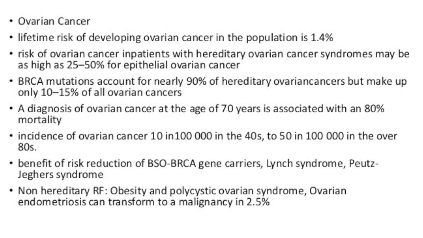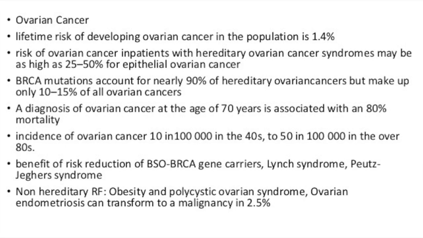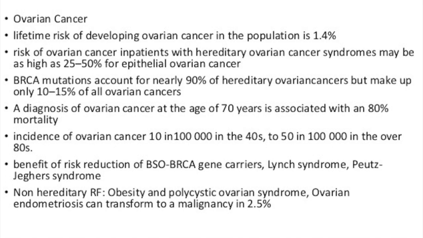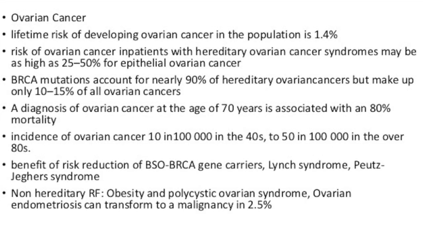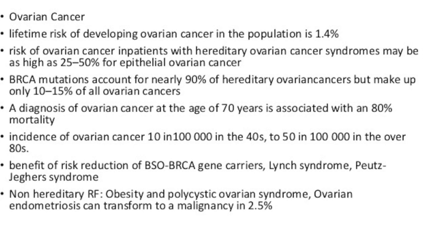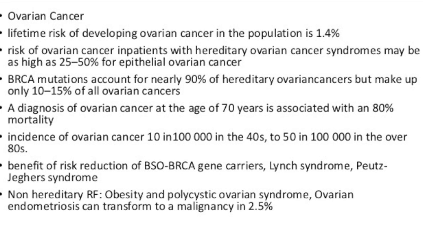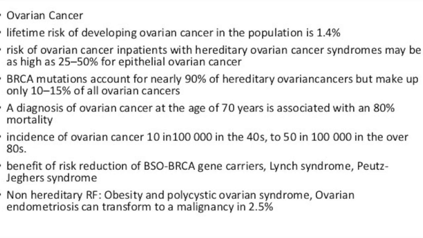So I'll just go through that again. So incidence of ovarian cancer in the 40s is 10 in 100,000, goes up to 50 in 100,000 in those over the age of 80. Benefit of risk reduction surgery of bilateral salpingo-oophorectomy is seen in BRCA gene carriers, Lynch syndrome, and Peutz-Jeghers syndrome. Non-hereditary risk factors include obesity and polycystic ovarian syndrome. Ovarian endometriosis can transform to malignancy in 2.5%.